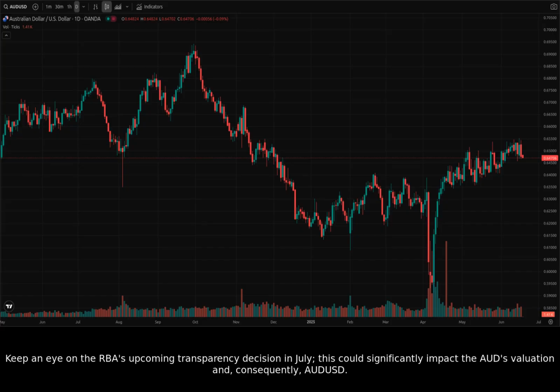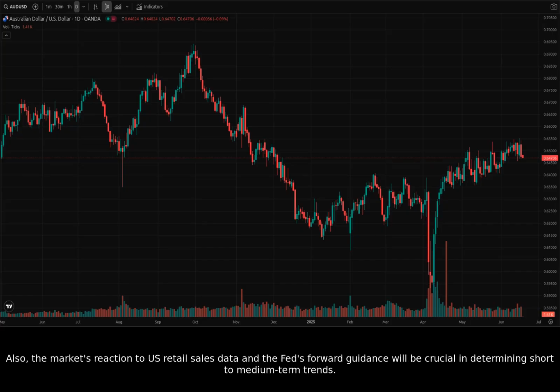This could significantly impact the AUD's valuation and, consequently, AUDUSD. Also, the market's reaction to U.S. retail sales data and the Fed's forward guidance will be crucial in determining short to medium-term trends.